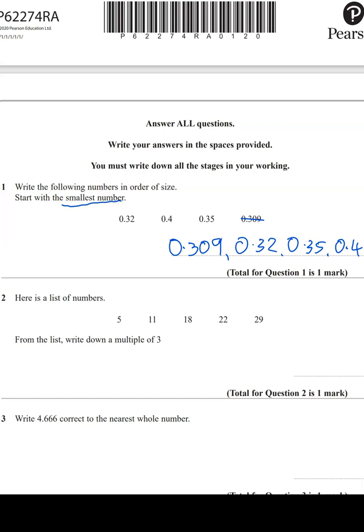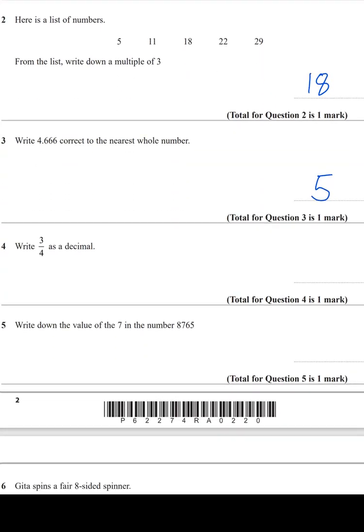Okay, so number 2. Here's a list of numbers. From the list, write down multiples of 3. So they're in the 3 times table. So 5 isn't, 11 isn't, 18 is the number in your 3 times table. Okay, go through these reasonably quickly. Correct to the nearest whole number. Well, 4.6, so we would round up to 5. Okay, make sure you're marking all of these.